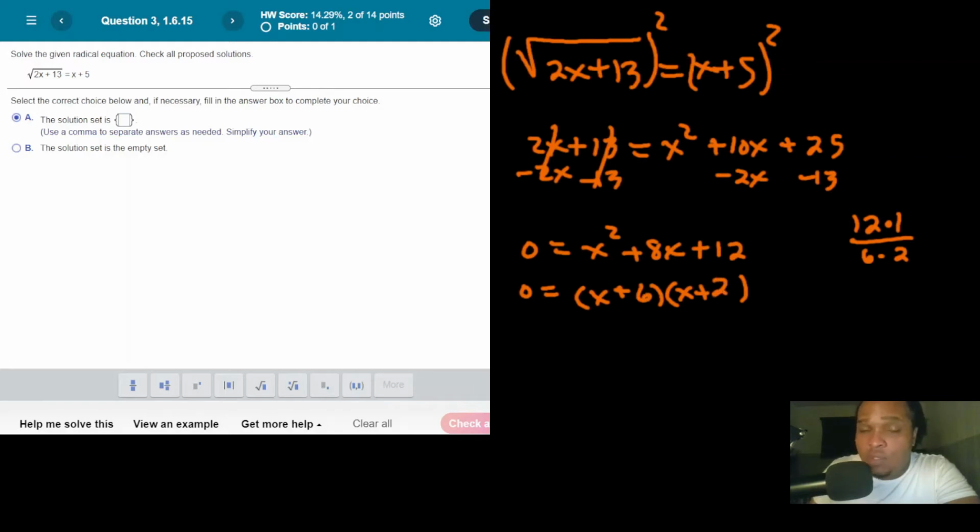So your possible solutions, and I emphasize possible because we have a square root, we have to test. x is possibly equal to negative 6 and possibly equal to negative 2. And as you know, we're going to have to test them. So we're going to put them into the original here before we square them. So remember not to include the squares here. Let me erase these little things. Okay, so we're just going to test them.